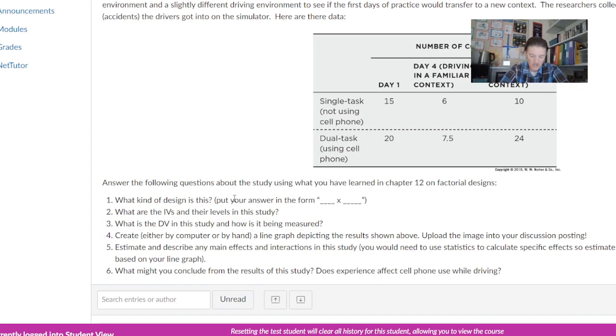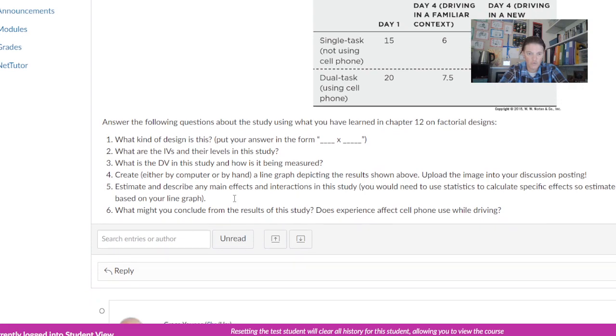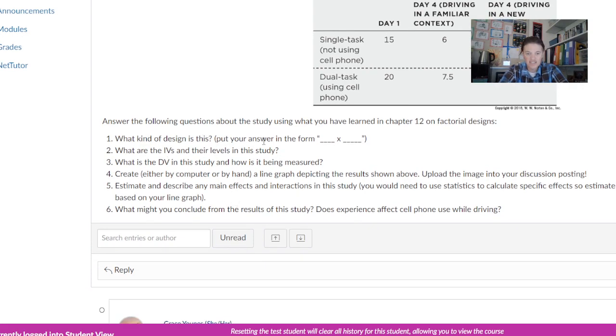So you're going to answer these questions related to this about the study, and really should be a great way to incorporate what you've learned in chapter 12. What kind of design is this? Put your answer in a blank by blank format. What are the independent variables and their levels? So there's more than one. Okay, so what is the independent variable and the levels of it? What is the dependent variable and how is it being measured?